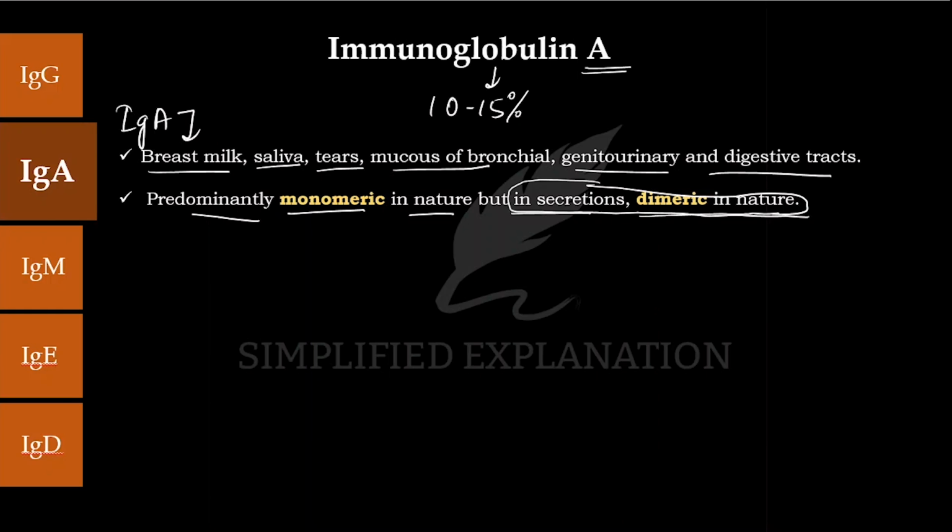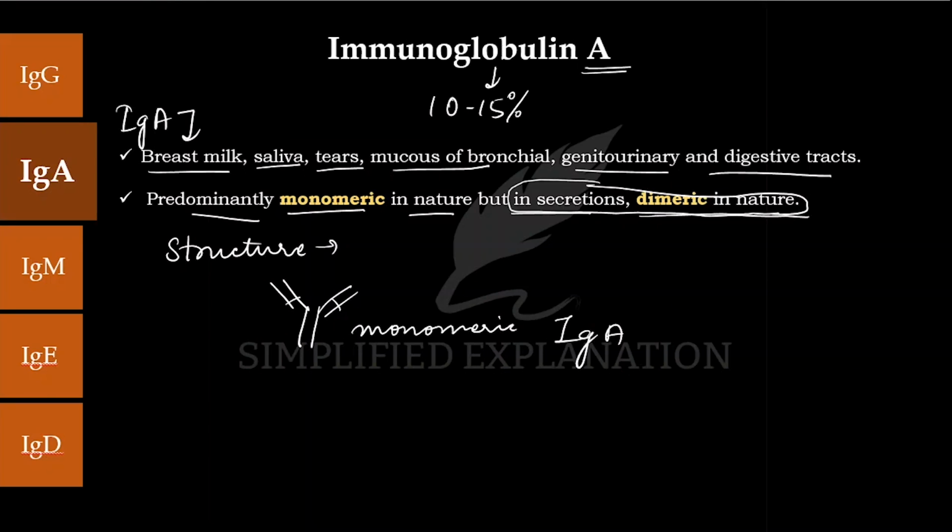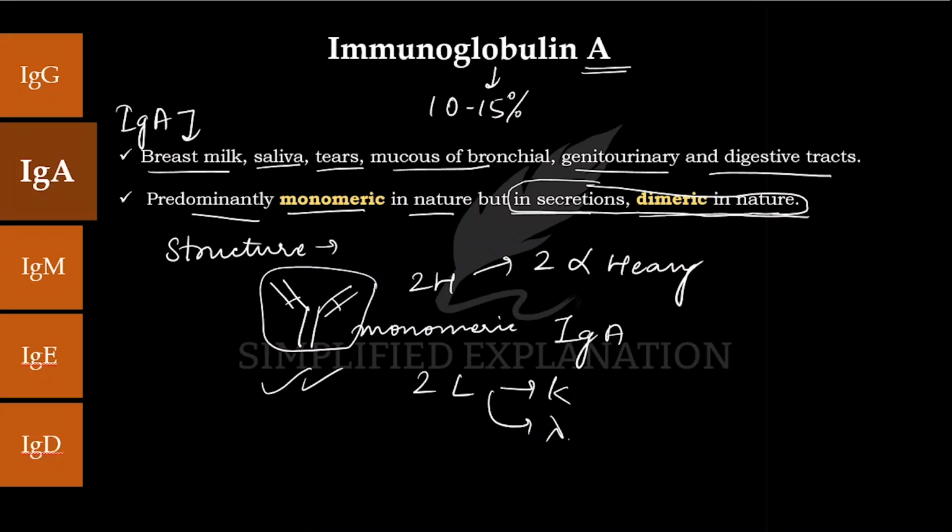So if we talk about the structure, the monomeric structure is the same as the standard antibody that we have studied. This is the IgA monomeric structure, monomeric IgA, right? It has 2 heavy chains. What type of heavy chain? As I have told you, 2 alpha heavy chains, and 2 light chains, which can be either kappa or lambda. Otherwise everything is the same as what we have studied.